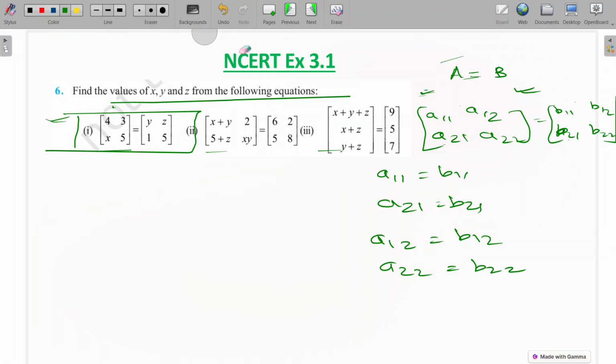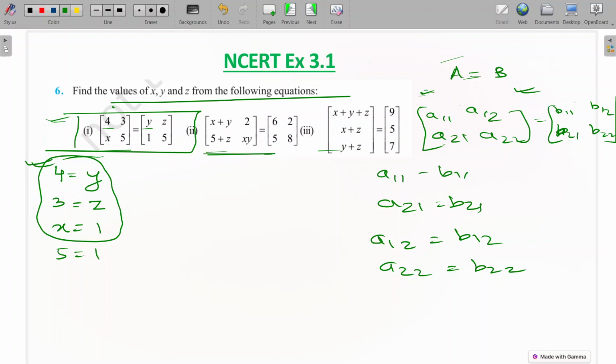So now let's move on to our question. What our question is saying is these two matrices are equal. Then we have to find the values of x, y, and z. So here we can see 4 is equal to y, 3 will be equal to z, x will be equal to 1, and 5 is equal to 5. So these are the values of x, y, and z for the first one.